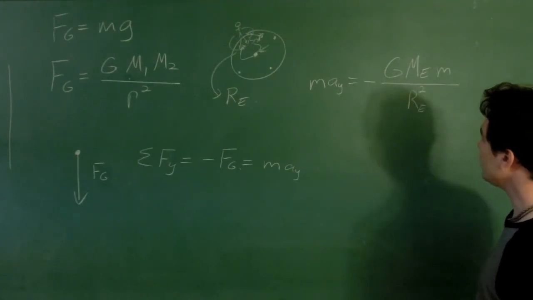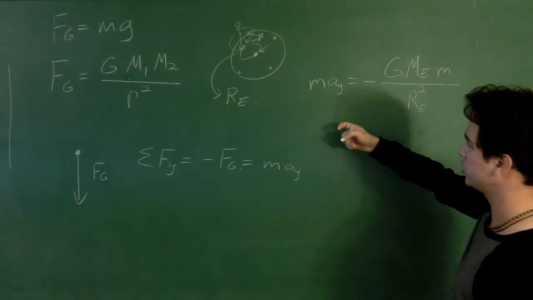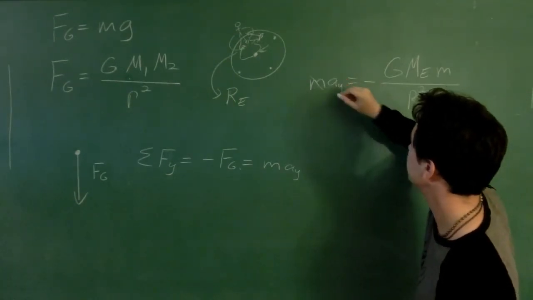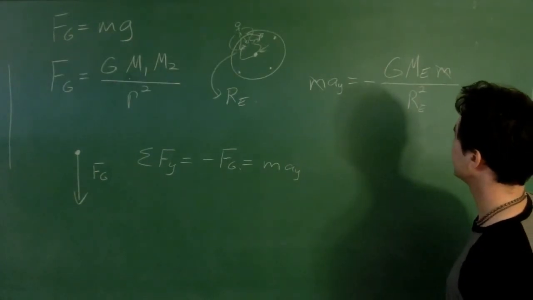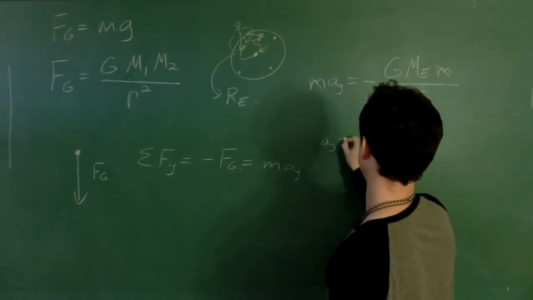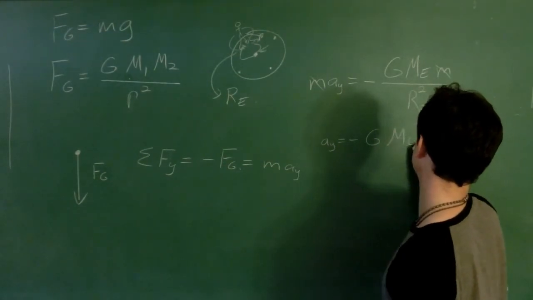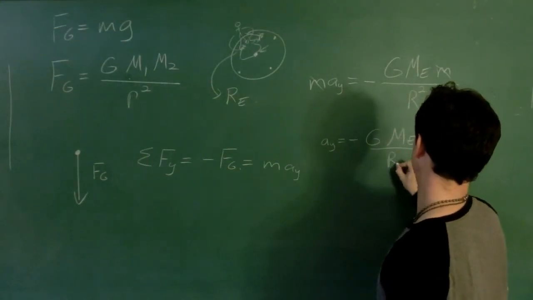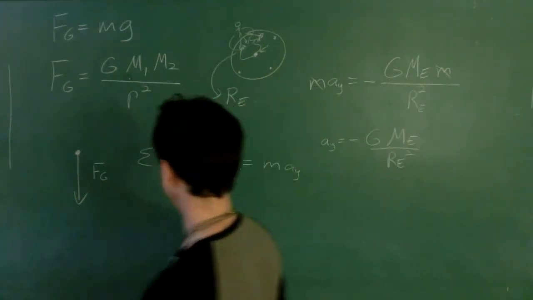Okay. Well, you'll notice I have a mass term on both sides. So if it's me or the washcloth falling, we have a specific mass, m. And I can cancel the m because it's the same mass on both sides, and I end up with my acceleration in the y direction is minus the universal gravitational constant times the mass of the Earth over the radius of the Earth squared. Okay? Well, I'm going to need a few numbers here.